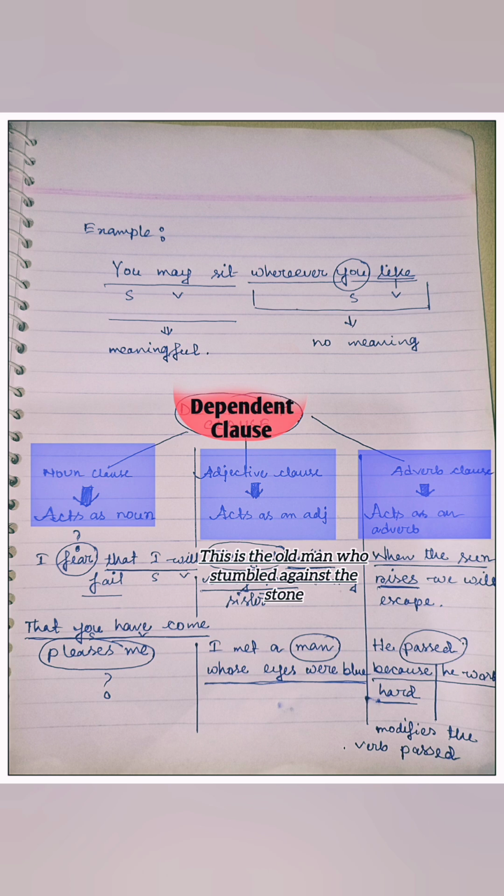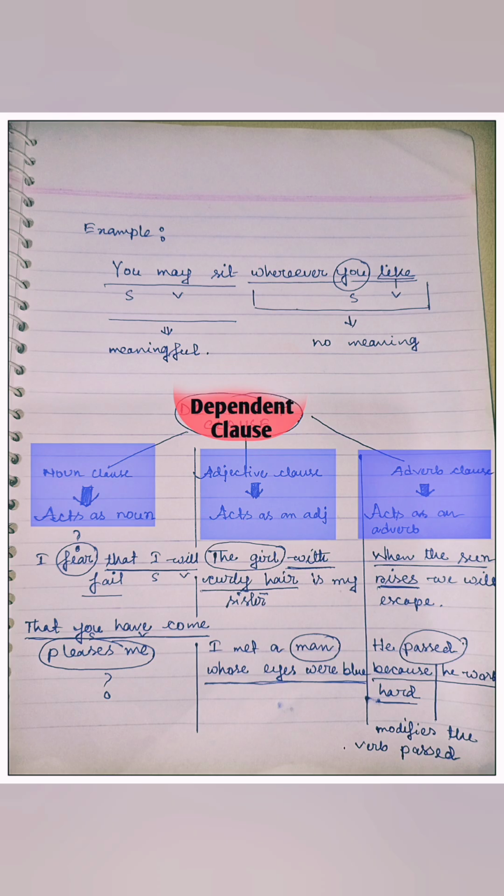Next is adjective clause. The first one is: this is the old man who stumbled against the stone. And the next one: I met a man whose eyes were blue. Here you can easily understand that the underlined portion is working as an adjective. What is the condition of the eyes? Eyes were blue. So this is an adjective clause. And next one is adverb clause.